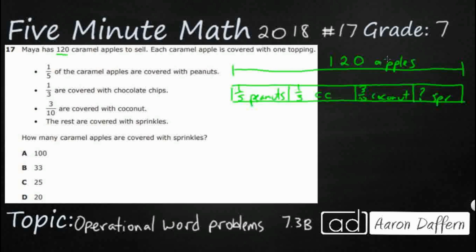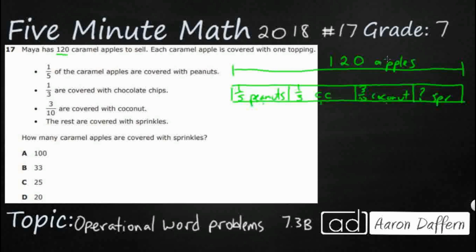But look at my answer selections. My answer selections are not fractions. If I wanted to, I could find a least common denominator. I could change all of these fractions into that same denominator and figure out what that missing fraction is. But I'm actually just needing numbers. So what I'm going to do is find numbers for each of these, the peanuts, chocolate chips, the coconuts, add those up, subtract from 120, and that will give me the amount of sprinkles left, because 120 is my total. So how do we do that?